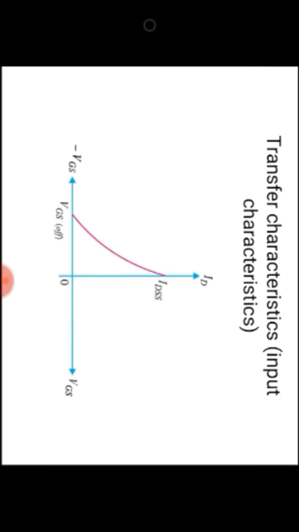So as you see in this figure, at VGS equal to 0, our maximum drain current is IDSS, and as we further decrease the gate to source voltage, your drain current decreases because the channel width decreases, and at VGS off, your channel is completely blocked, your depletion layers expand and touch each other. So your channel is completely blocked, so at VGS off, your drain current is 0. So it is clearly shown in the transfer characteristics.